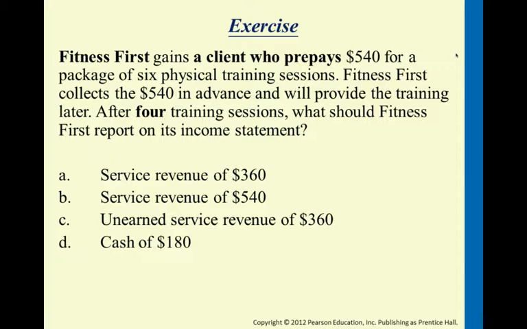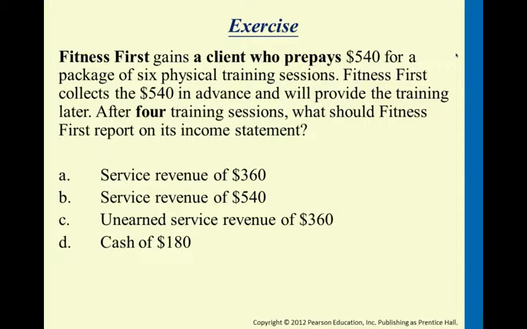Right now, at the end of the month, the company actually provided 4 training sessions. Altogether, this $540 represents 6 training sessions. Which means each training session would be worth how much? $90. So $90 for each training session, and we have provided 4 training sessions already. This will give us $360. So the next question will be, how do we journalize the adjusting entry?